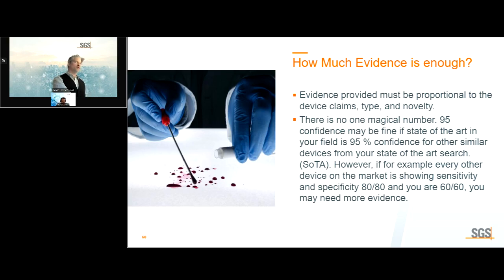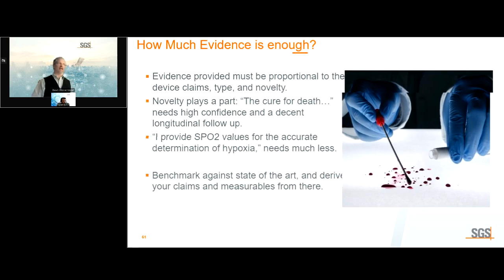Part of doing an MDR CE review, a CER review, is to look at state of the art and determine what the rest of the market is doing. If you have a sensitivity specificity of 60-60 and the whole market has 80-80, you probably need more evidence. You're not good enough. You're not state of the art yet. So that's how we're looking at it.